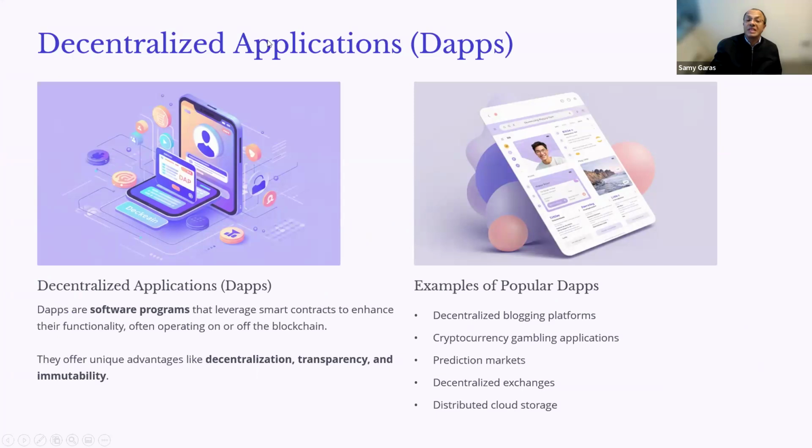And for that one, we use the applications, which we call decentralized applications. The decentralized application, or the dApp, is a software program that leverages the smart contract. So to make the smart contract easy to apply, we can make an application for that. It enhances decentralization, transparency, and immutability. Good examples for the dApps are the blogging platforms, cryptocurrency gambling, prediction markets like the share price or the stock market, decentralized exchange like the exchange rate among the currencies, or cloud storage. So we can use the dApps based on the smart contract to facilitate the transactions.